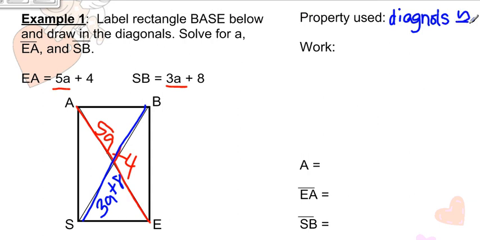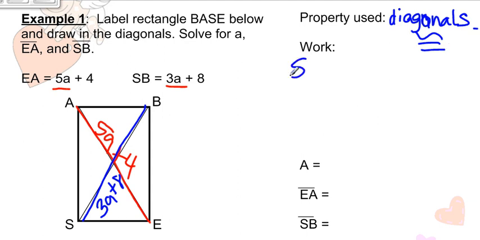And then congruent. I forgot. That's why I don't teach English, right? Diagonals. All right, congruent. So that's the property we're using, that the diagonals are congruent. And so we're just going to set them equal, because congruent means equal.